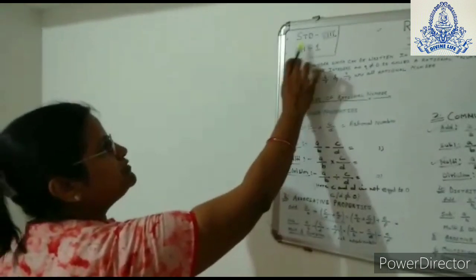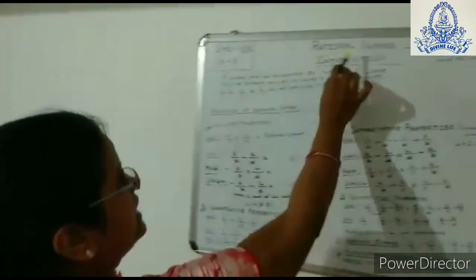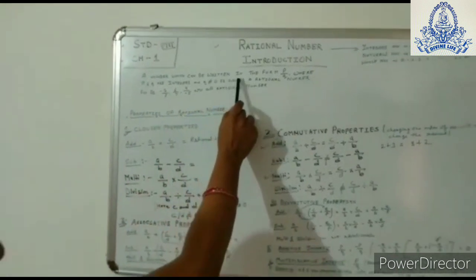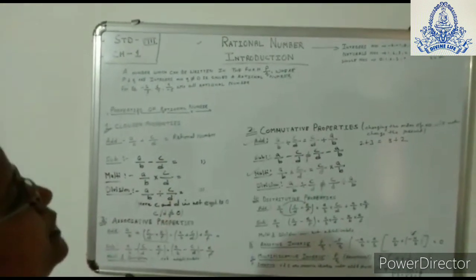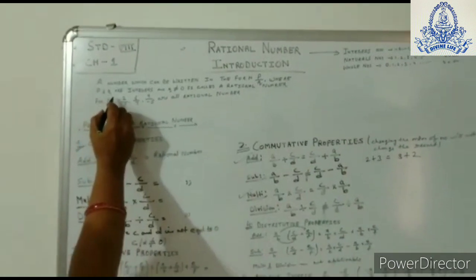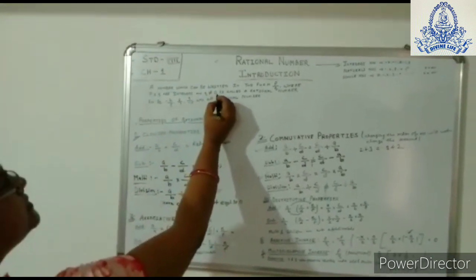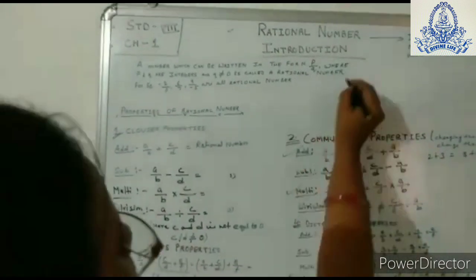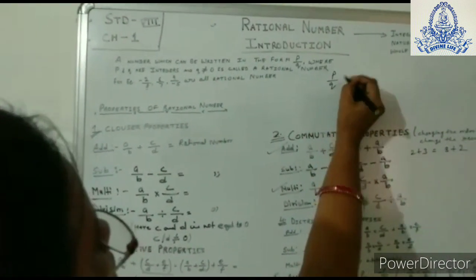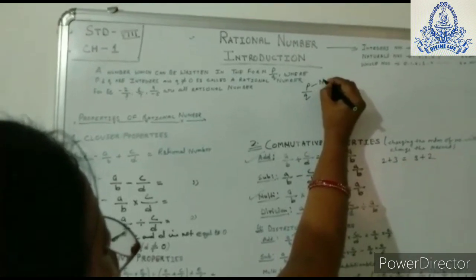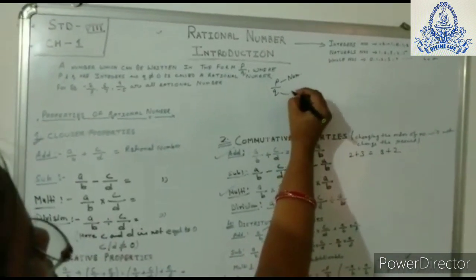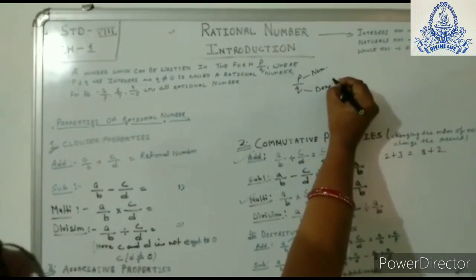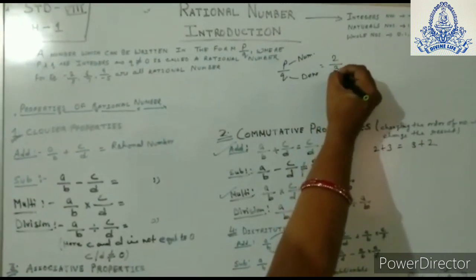Number 1 of standard 8, which is rational number. A rational number can be written in the form P upon Q, where P and Q are integers and Q is not equal to 0. P upon Q means P is the numerator and Q is the denominator. That means P by Q form is fraction form.